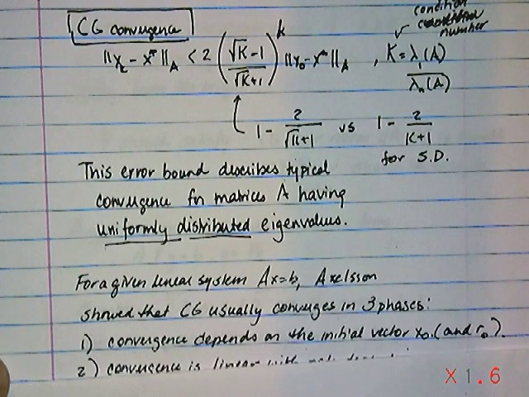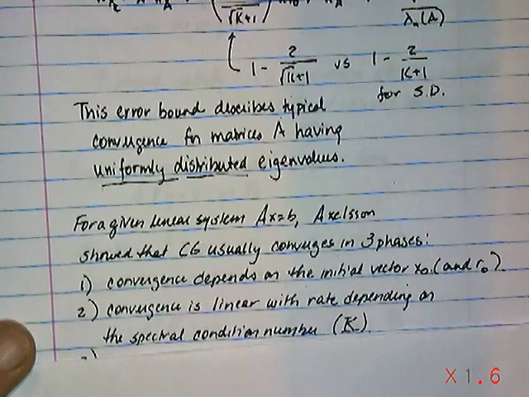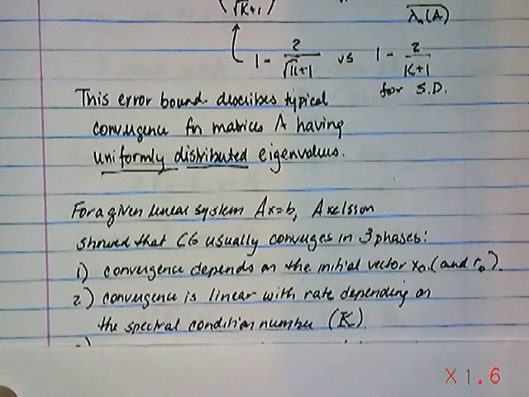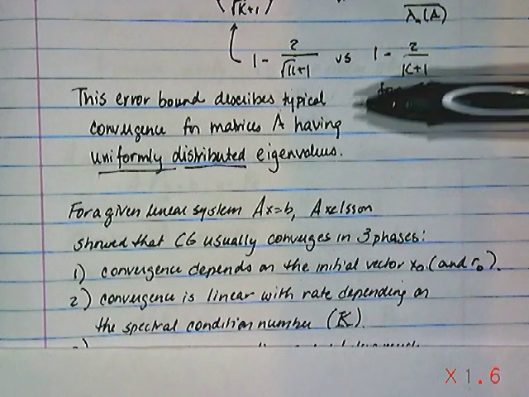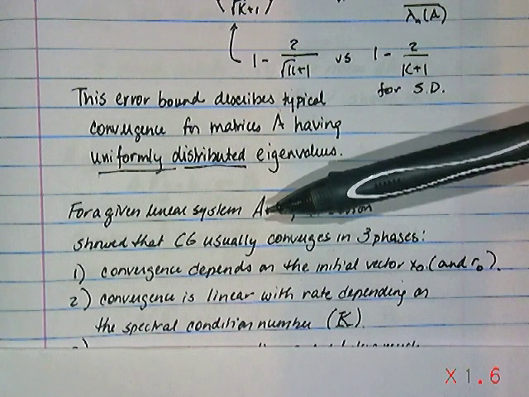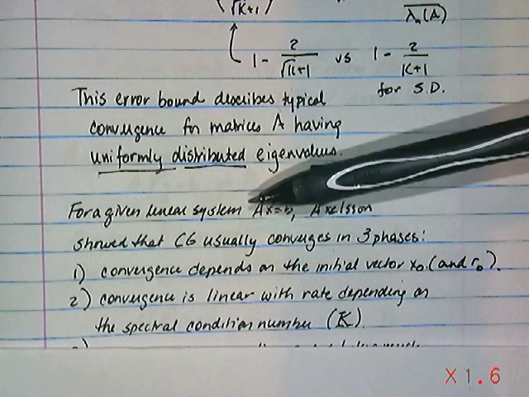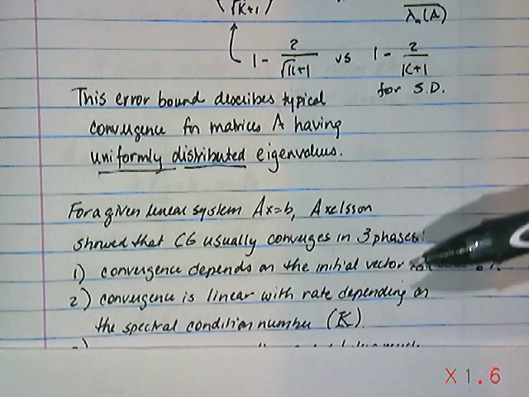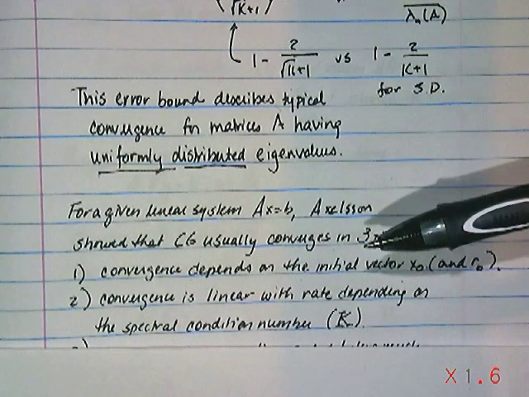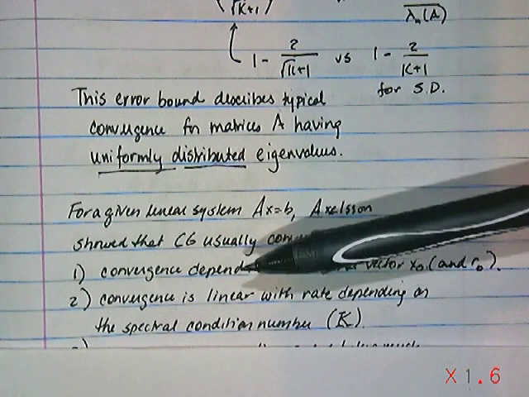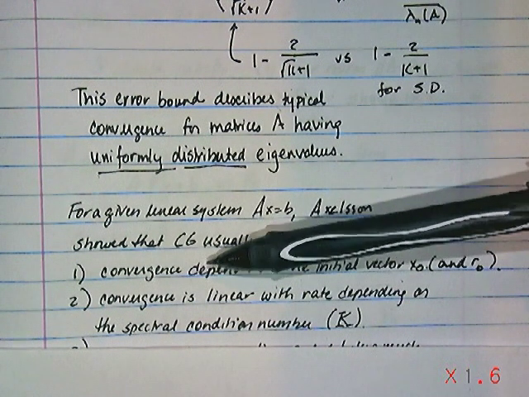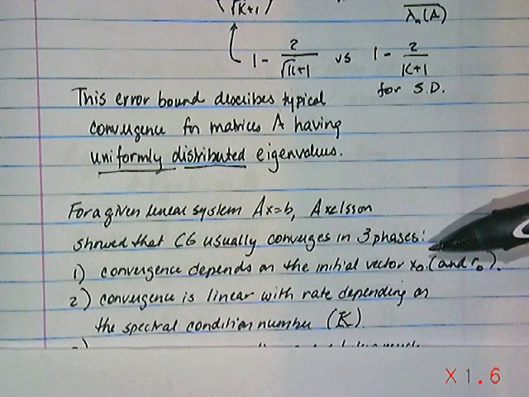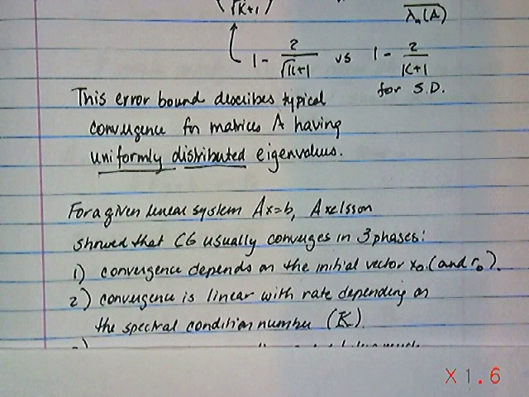Axelsson, who was in the Netherlands, did a lot of work on the modern history of iterative methods such as conjugate gradient, and he showed that conjugate gradient usually converges in 3 phases. In other words, according to 3 different kinds of scenarios. One is that the convergence will be affected by your initial vector. The closer you are to the exact solution, typically the faster you're going to converge.